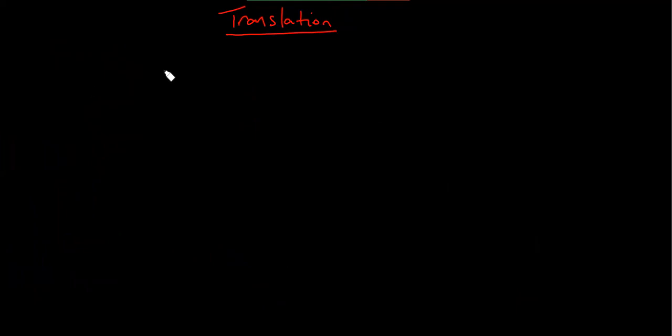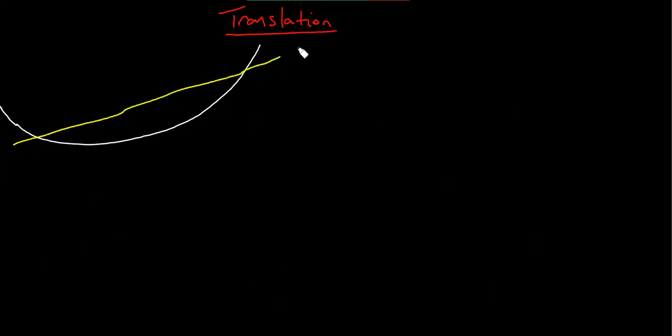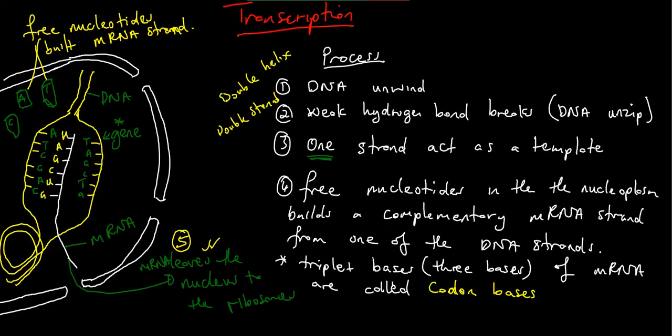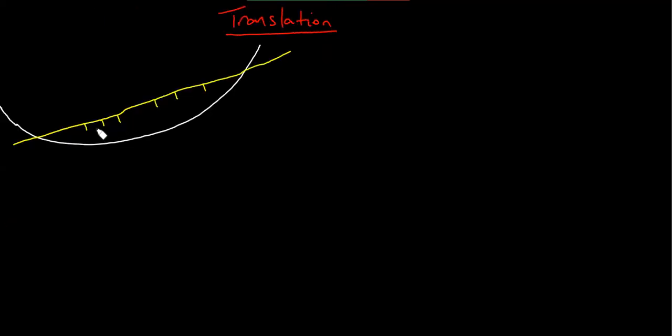On translation, we said it occurs on the ribosomes. So we have ribosomes here, and your messenger RNA comes here and lies here. When it's here, we have got those triplet bases, and those triplet bases, in this case, we remember ATC.